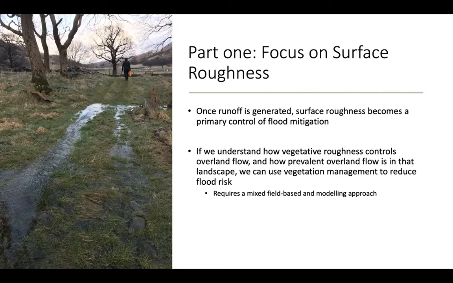Now this has been looked at in the past 50 years. It's got quite a long history, but we don't have a lot of field evidence for this. There's been a lot of lab-based studies and theoretical studies. We use a lot of Manning's N roughness in our hydrological modelling, but we don't really have the field data to provide evidence as to how accurate our roughness estimates are. So that was the aim of this part of my PhD.